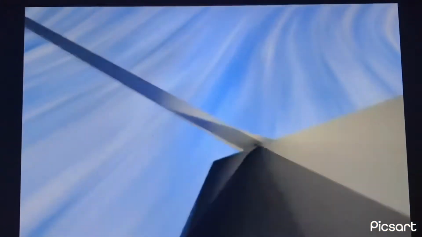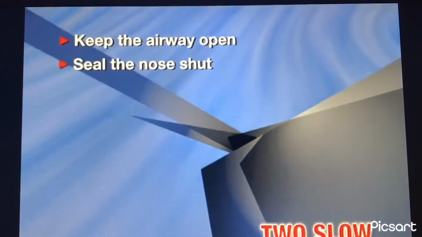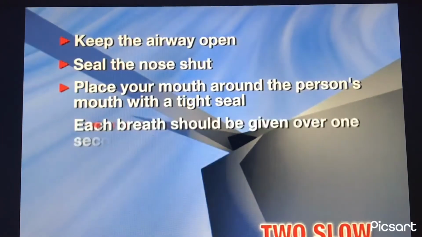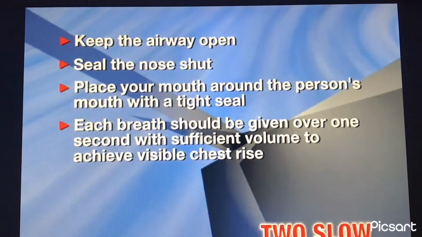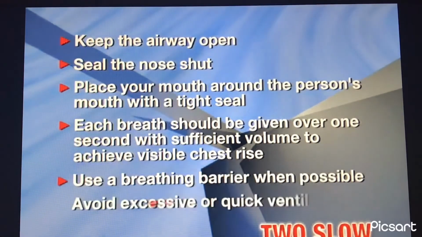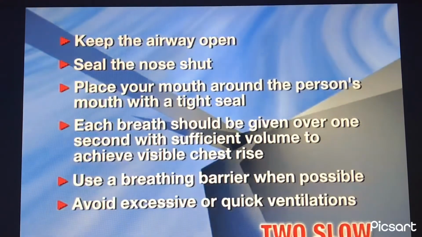When giving 2 slow breaths, keep the airway open. Seal the nose shut. Place your mouth around the person's mouth with a tight seal. Each breath should be given over 1 second with sufficient volume to achieve visible chest rise. Use a breathing barrier when possible. Avoid excessive or quick ventilations, as this may cause the person to vomit.